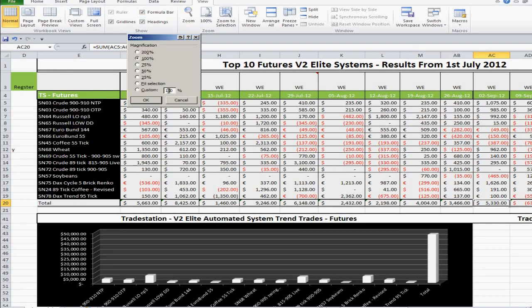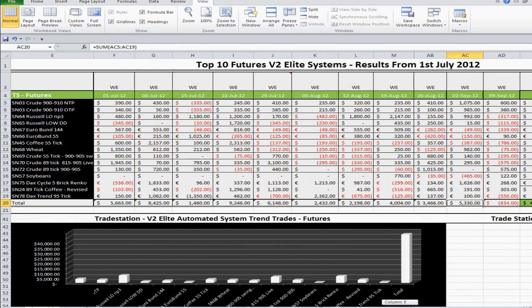We had a pretty tough week last week, not fantastic on performance, down 634, but that's across 15 systems here. Giovanni's added a couple today, so I'm going to add those in if Giovanni's okay with that. He's got a couple of really good ones on crude. I've added the DAX one in as well, which I'll load up.